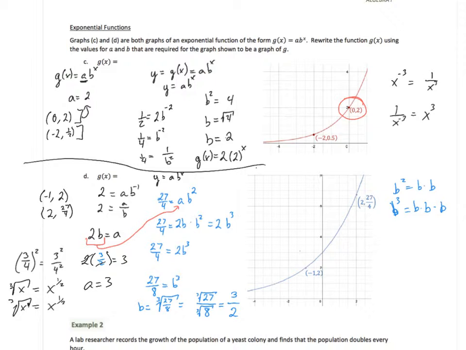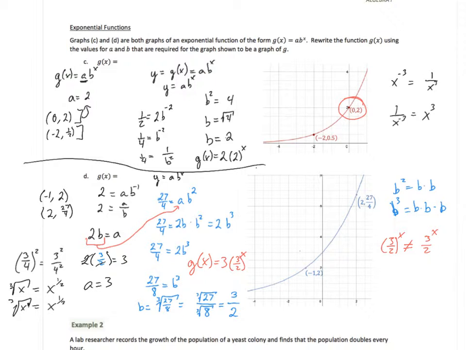So now that I've got all of that, let's go ahead and write the answer in red. g of x equals 3 times 3 over 2 to the x. Now, please be careful about that 3 over 2. It needs to be in parentheses. 3 over 2 to the x is not the same thing as 3 over 2 to the x.